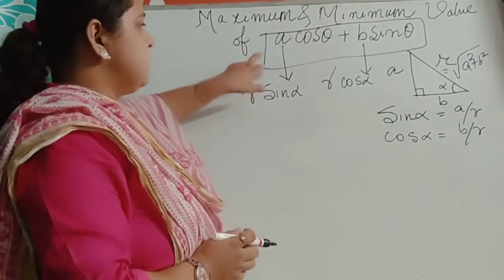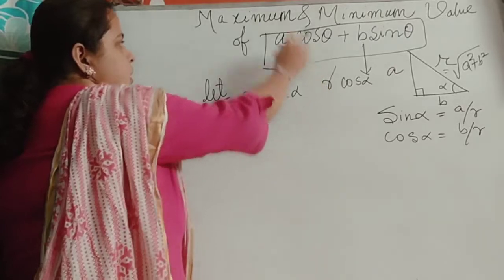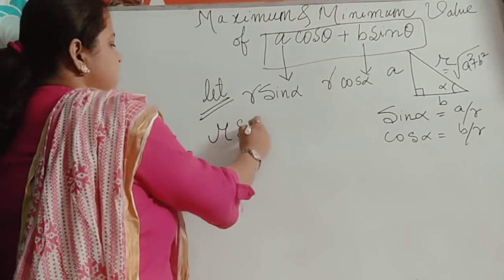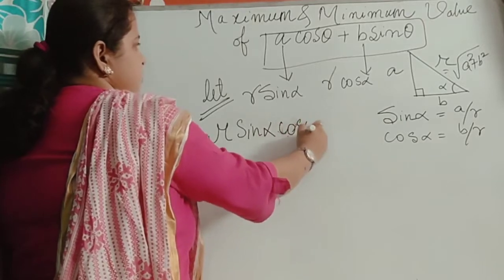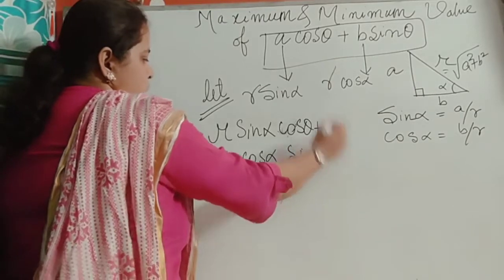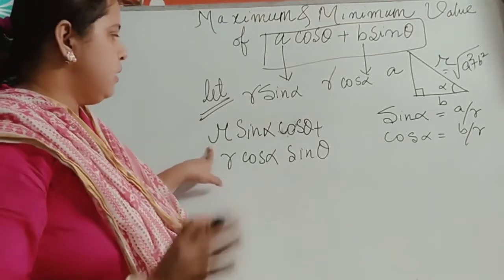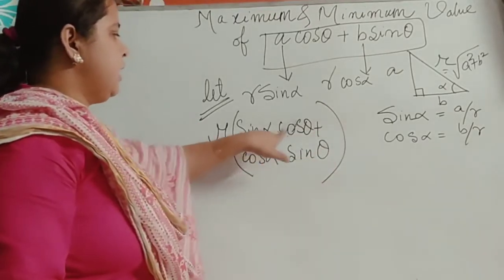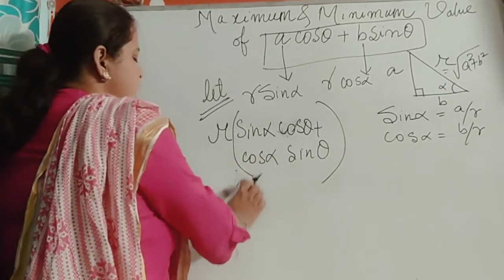Okay. So after substituting this thing, what is the entire expression going to look like? R sine alpha cos theta plus r cos alpha sine theta. Now read as a whole. R, take common. R is common. Now read this as a formula: sin A cos B plus cos A sin B. So the entire expression is now in terms of sine.